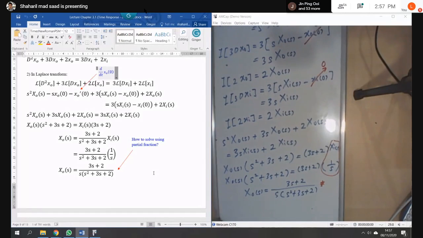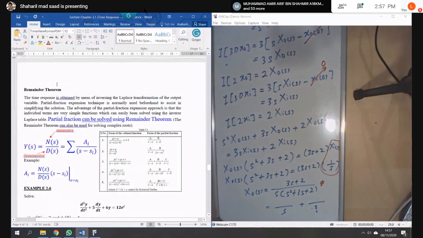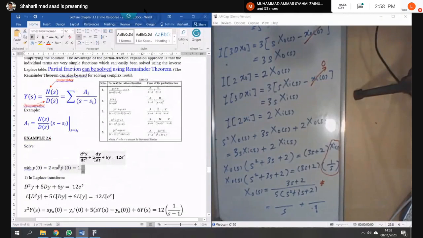So now we want to make this one a partial fraction equation. This one for s, what is it? So how to solve it? Using partial fractions, or we can say the Riemann theorem. So we do like this. We will learn this this Thursday.